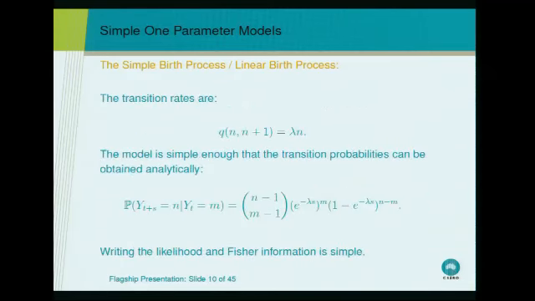So the transition rates of this process is a pure birth process, so it only allows growth in the population size. So the rate at which the process goes from having n individuals to n plus 1 individuals is equal to lambda times n, lambda here representing a per capita birth rate. And we can solve the Kolmogorov forward equations to obtain the transition probabilities of the process. And so writing out the likelihood and the Fisher information is very simple.